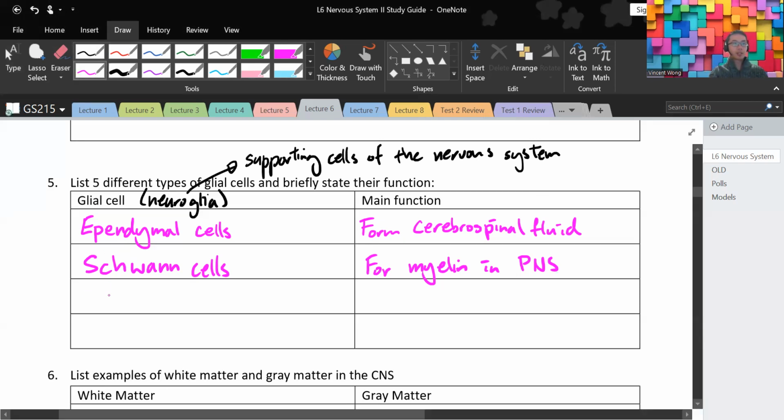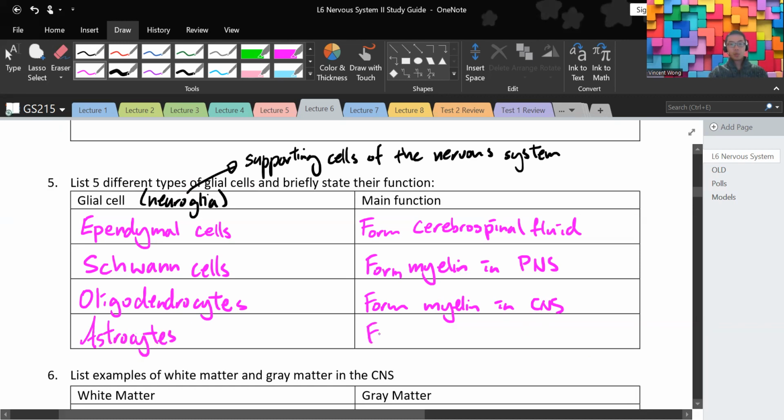And oligodendrocytes, which form myelin, but this time within the brain and the spinal cord. And the last one is astrocyte, right? Which form the BBB, the blood-brain barrier.